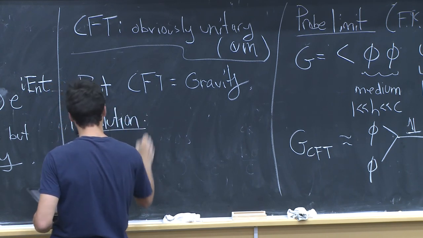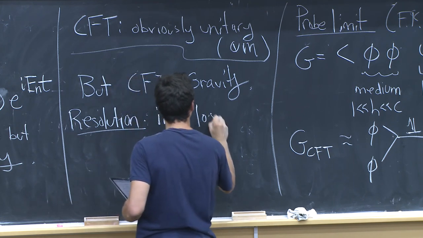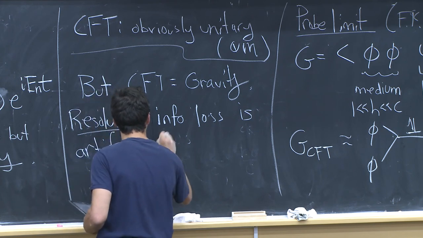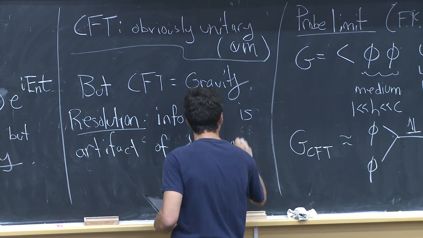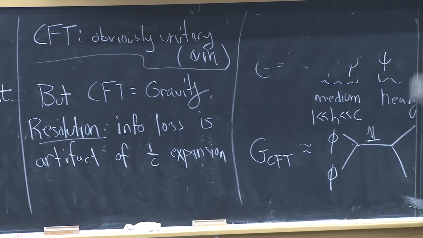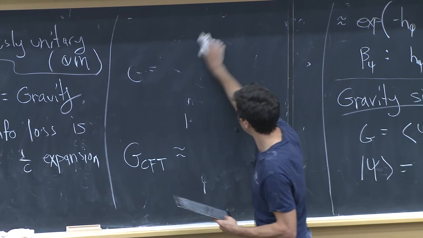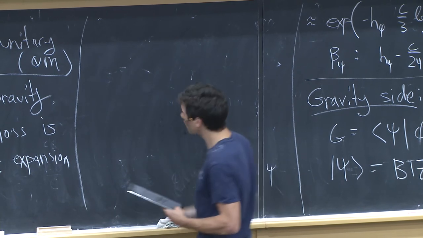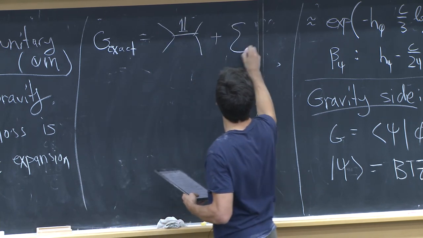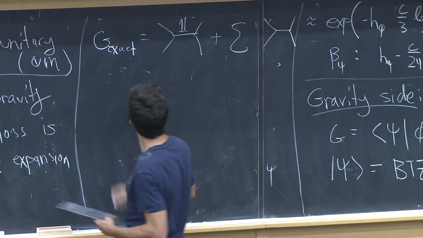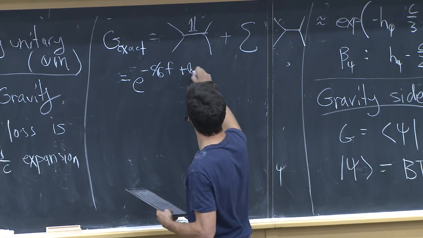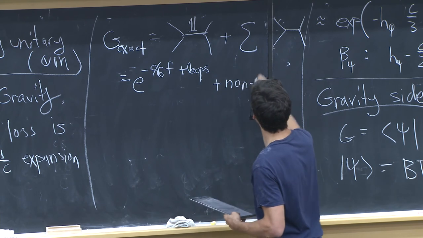The resolution is that information loss from a CFT point of view is an artifact of the 1 over c expansion, that is the large c limit. The exact correlator in the CFT is given by this identity contribution plus lots of other stuff. So it's e to the minus c over 6 times the semi-classical block plus loop corrections plus non-perturbative, as we said before.